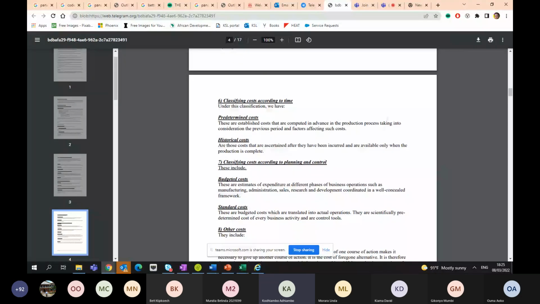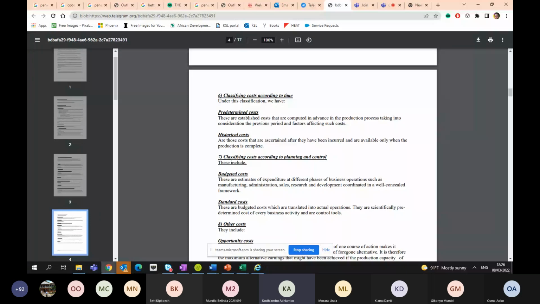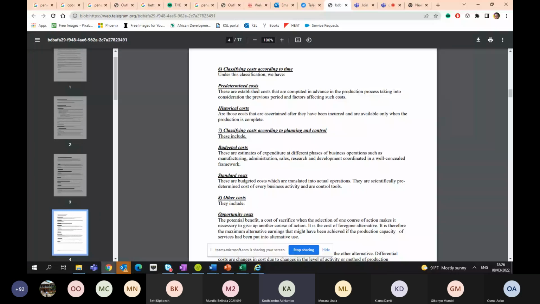Another way of classifying your costs is predetermined or historical cost. Sometimes by the time you're going into it, you know, I'm going to hire interns and pay them 10K, whatever amount. That is a predetermined cost. Then historical cost. I don't know if I agree with that definition of historical cost, but let's go with it. Here they say that historical costs are costs that you can ascertain only after they've been incurred. Okay, we can go with that, but I don't know.